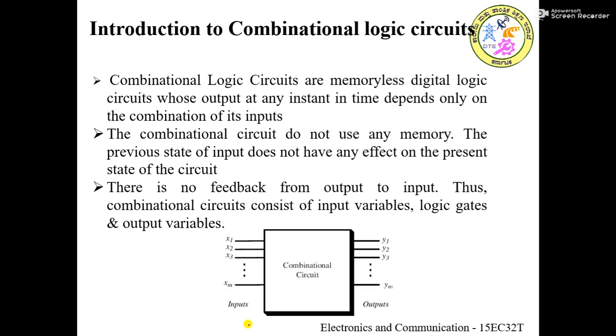Combinational logic circuits. Mainly here, in digital electronics, all the digital logic circuits are broadly classified into two types. The first one is the combinational logic circuits and the second one is the sequential logic circuits. In your curriculum, the very first chapter is the first type, that is the combinational logic circuits, and in the second chapter we will be studying the sequential logic circuits.